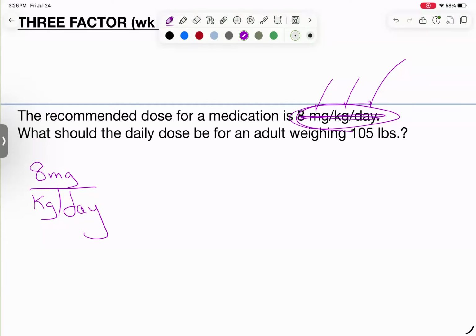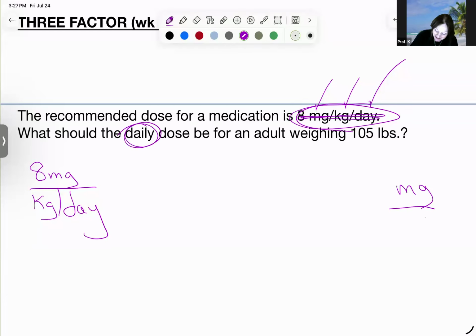What is the daily dose for a patient that weighs 105 pounds? So when they say dose, what do they mean? What's the only thing that has anything to do with dose in this question? Milligrams. How many milligrams a day? Yes. So dose is how many milligrams a day.